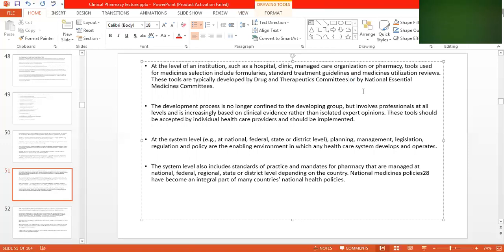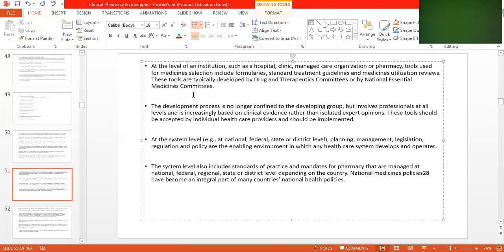These tools are typically developed by the Drug and Therapeutic Committee. There is a committee in the hospital known as the Drug and Therapeutic Committee, or the National Essential Medicine Committee, or a big committee at the national level. They will take care of this pharmaceutical care. The development process is no longer confined to the developing group but involves professionals at all levels and is increasingly based on clinical evidence rather than isolated expert opinion.